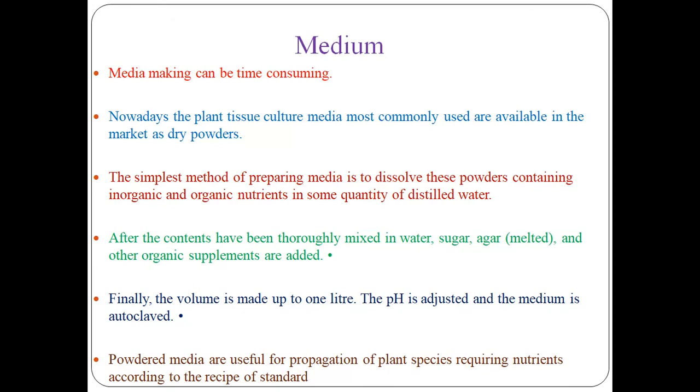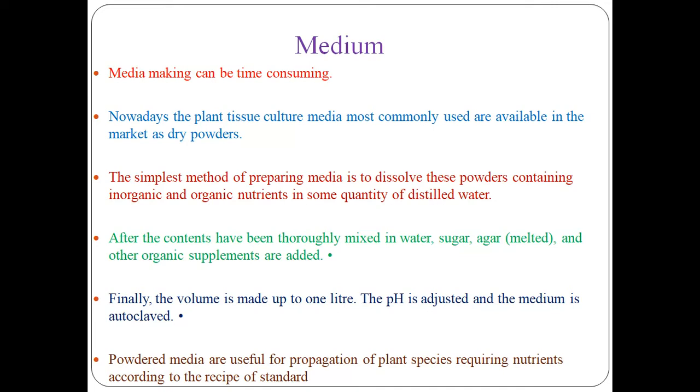Next one is medium. Media making is a time consuming method, but nowadays plant tissue culture media are most commonly available in the market in dry powder form. We simply take that dry powder, containing the inorganic and organic nutrient material, and add some quantity of it into distilled water. After adding it to distilled water, we mix it thoroughly with sugar and agar. Agar is melted, and then the organic supplements are ready.